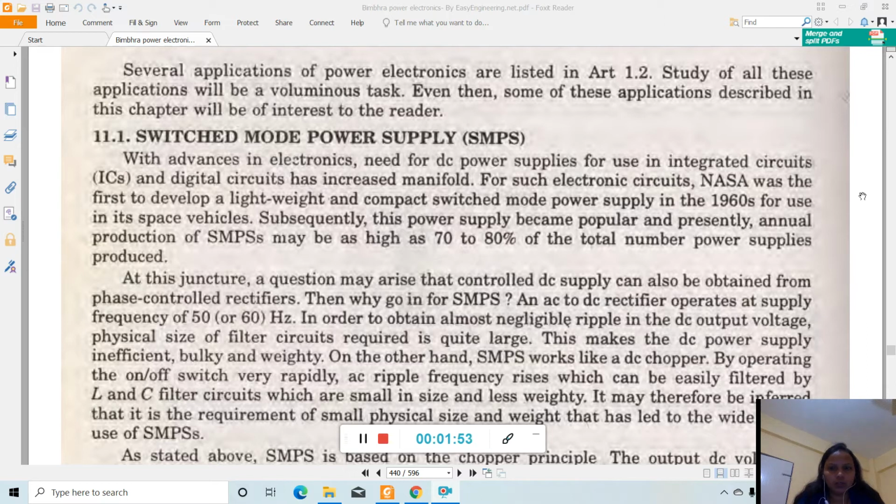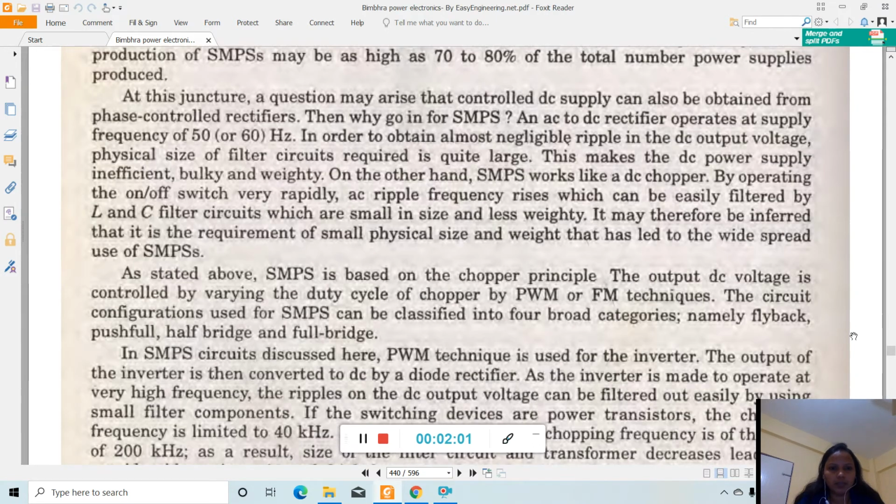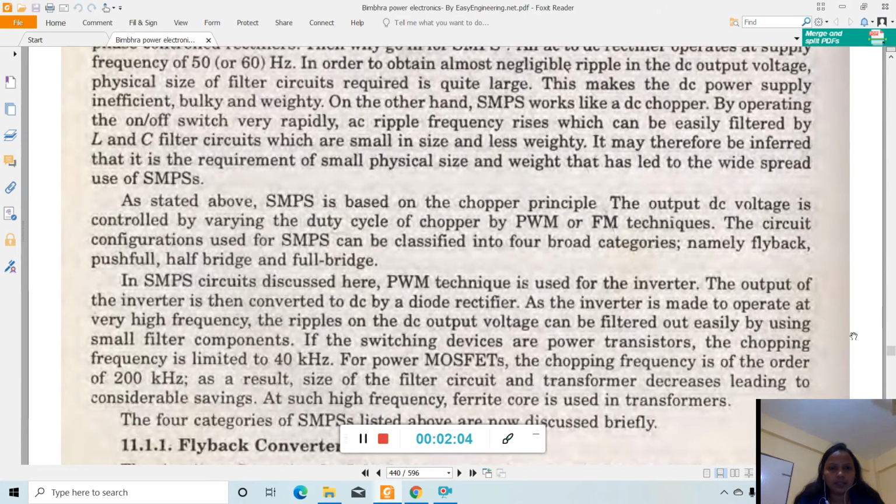Okay, so SMPS is based on the chopper principle. In chopper, we already studied that chopper is an electronic circuit which converts fixed DC to variable DC. So in the SMPS also, the output DC voltage is controlled by varying the duty cycle as in chopper by PWM or frequency modulation technique. Frequency modulation technique is the FM technique and PWM is the pulse width modulation technique.